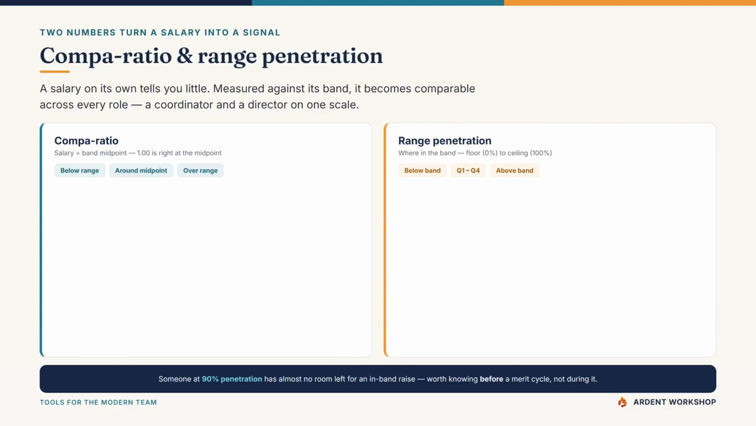Compa-Ratio is a salary divided by the midpoint of its band, so 1.00 sits right at the rate you target. Range penetration shows where in the band a salary sits, from the floor to the ceiling. Together, they let you compare a coordinator and a director on the very same scale.